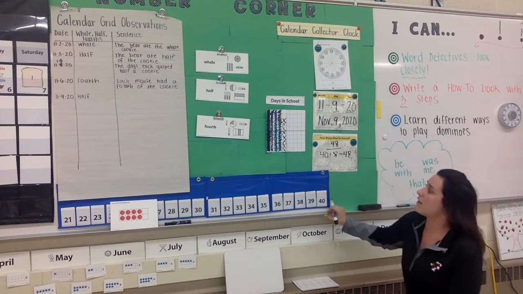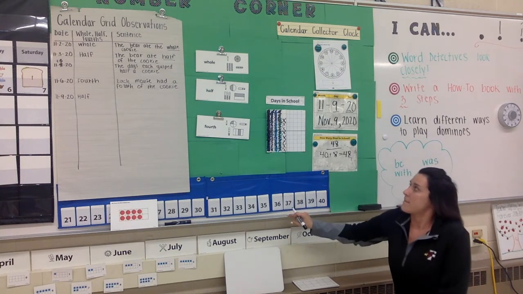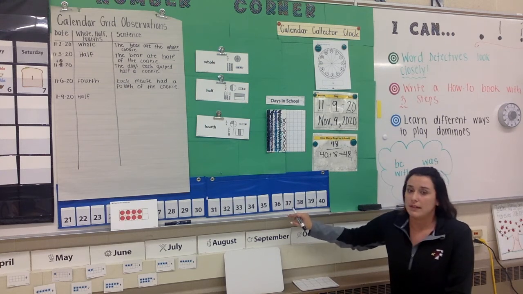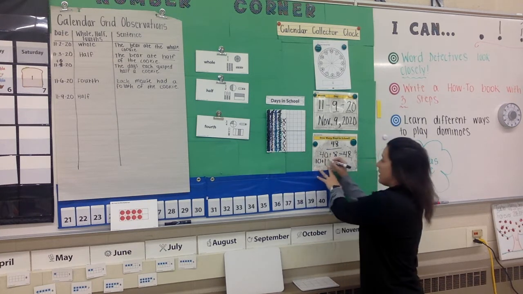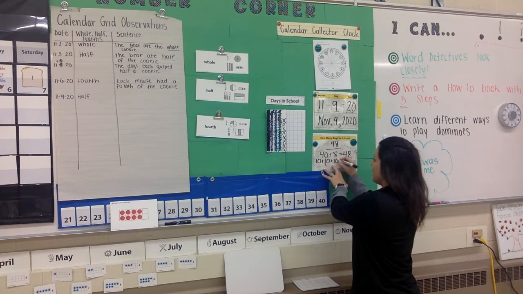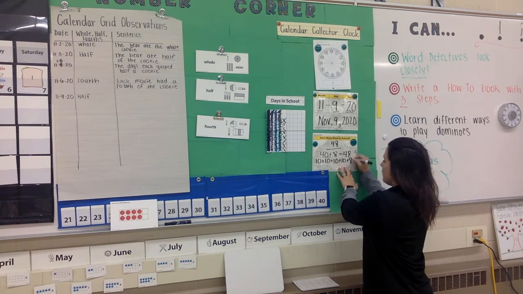I want you to think of a different math equation. Did you do something different? We could go by tens. 10 plus 10 plus 10 plus 10. There's our 4 groups of 10. And 8 more equals 48.